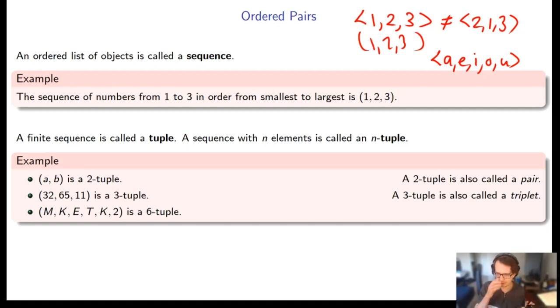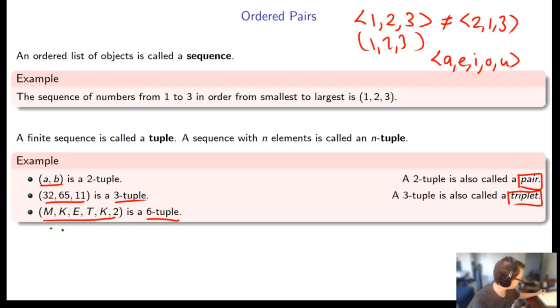Now, when we have some specific number, we call it a tuple. If you have two things in a sequence, like A, B, it's called a two-tuple, or in normal words, a pair. If you have three things, like say 32, 65, 11, it's a three-tuple, or a triplet. After a triplet, normally we drop terms like quadruplet and quintuplet. You can still use those terms, but typically after that, we just use six-tuple, seven-tuple, eight-tuple, and so on. So M, K, E, T, K, 2 is a six-tuple because there are 1, 2, 3, 4, 5, 6 things.